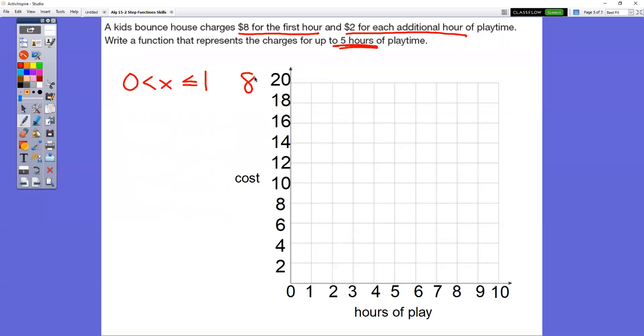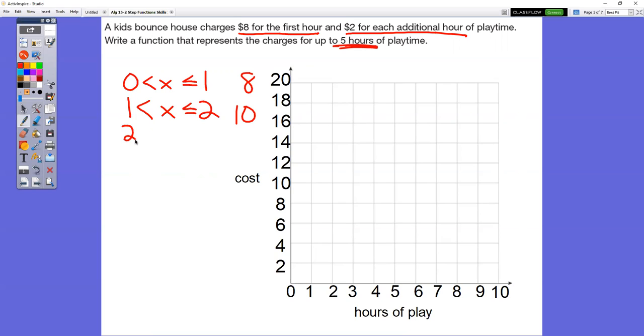You're going to pay $2 for each additional hour. So $2 more, and that's as soon as it goes over 1 hour, so 1 hour and 1 second, all the way up to and including exactly 2 hours. If you rent it for exactly 2 hours, you're going to pay $8 for the first hour and another $2 for that second hour, so $10 total.